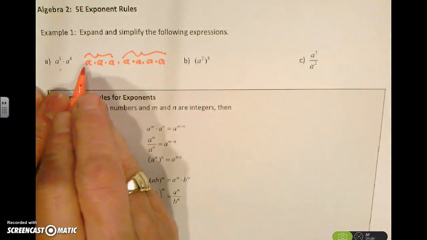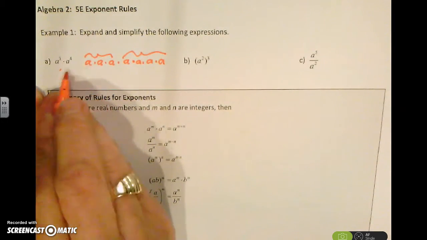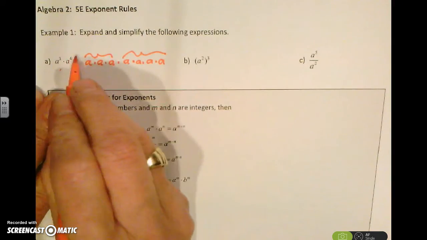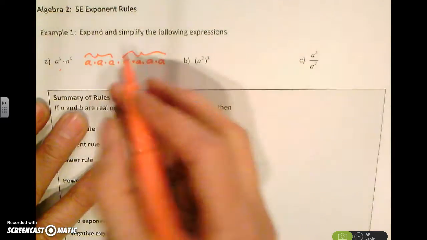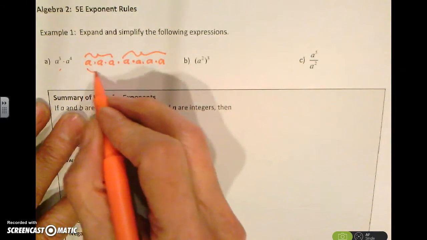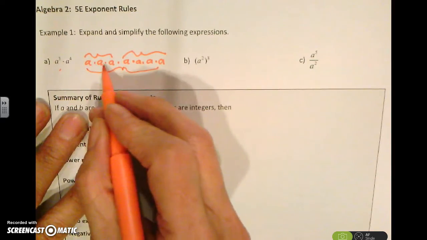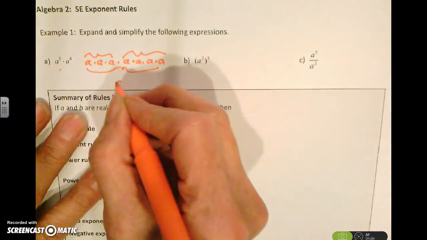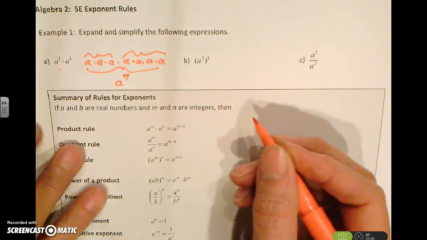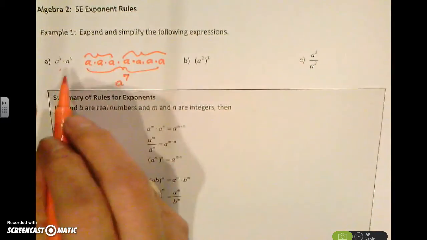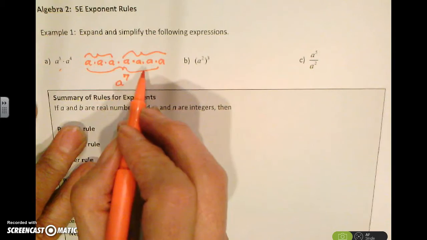On this, we'd say that a is the base of our exponential expression. And of course, 3 and 4 are exponents. When we multiply, we can see that if we consider it all together, we have 1, 2, 3, 4, 5, 6, 7. So a to the 7th. But expanding is not always the most practical way to go.